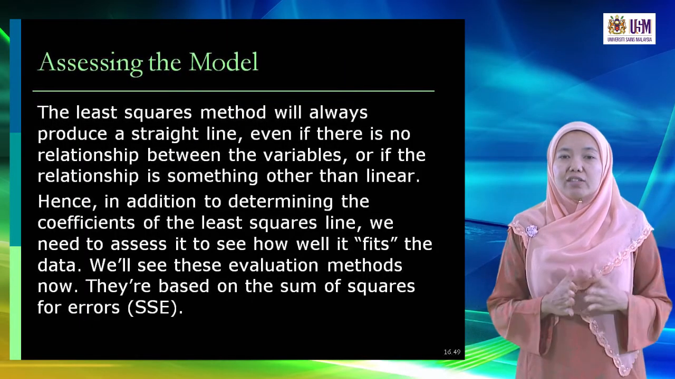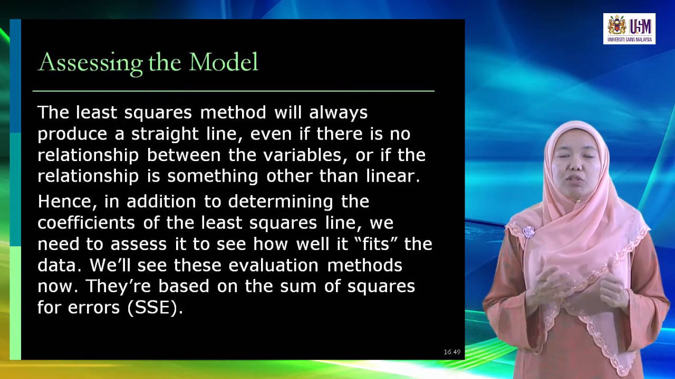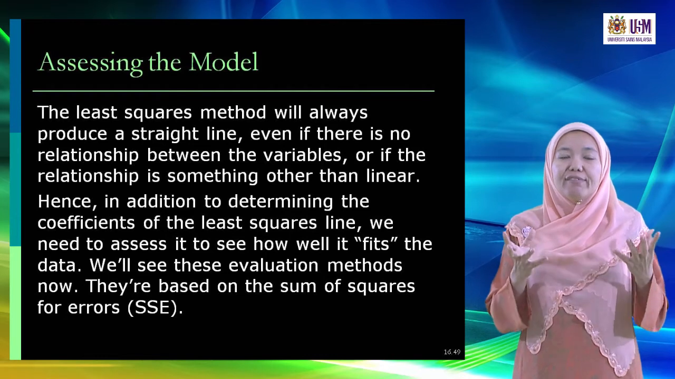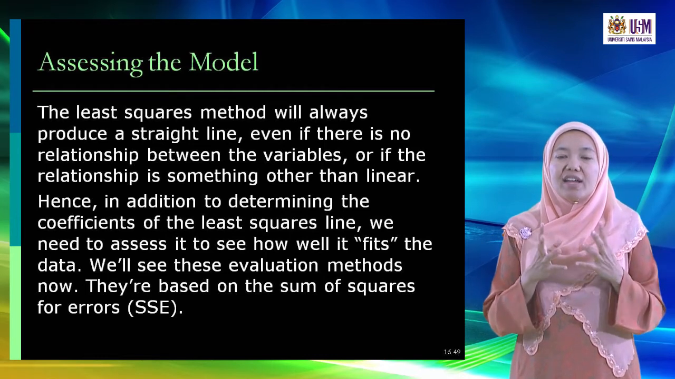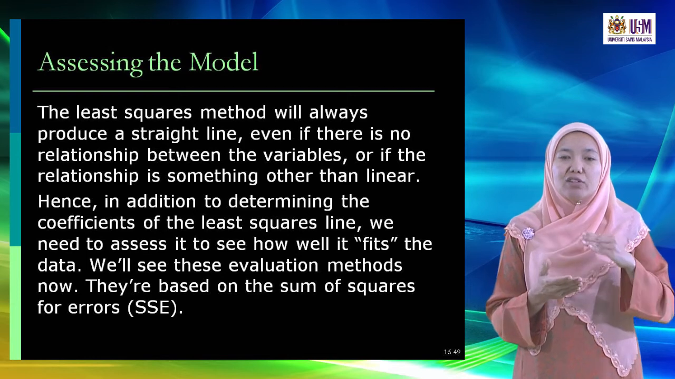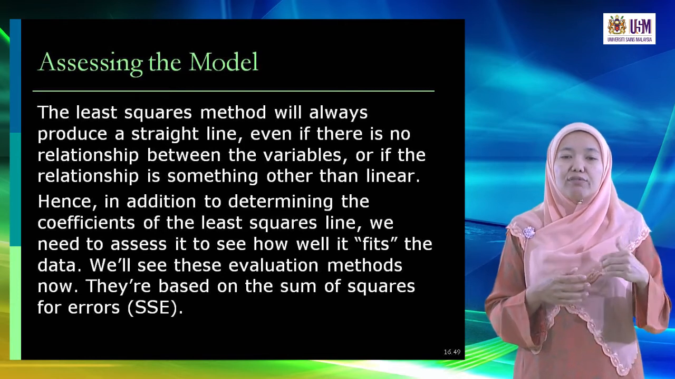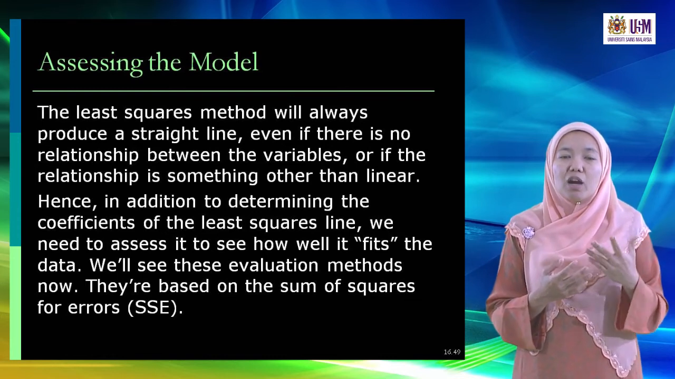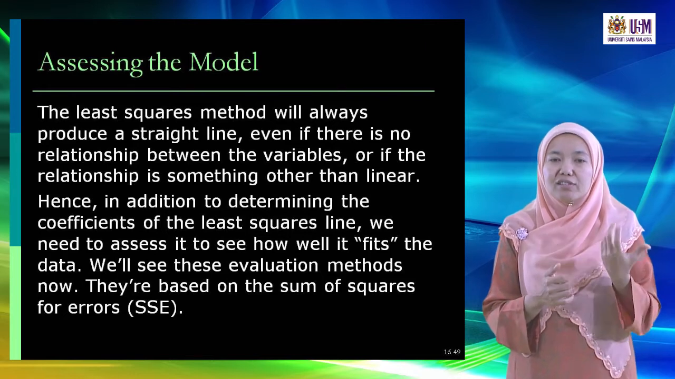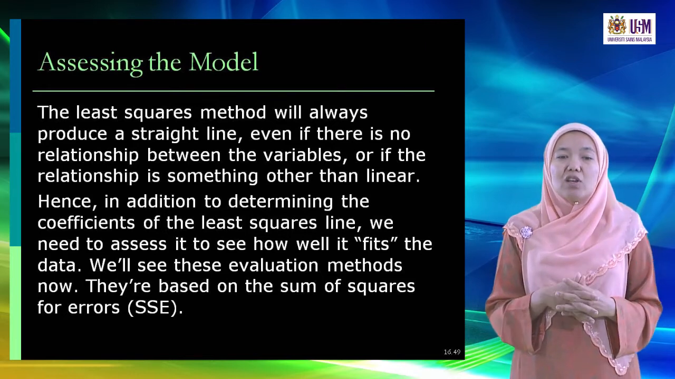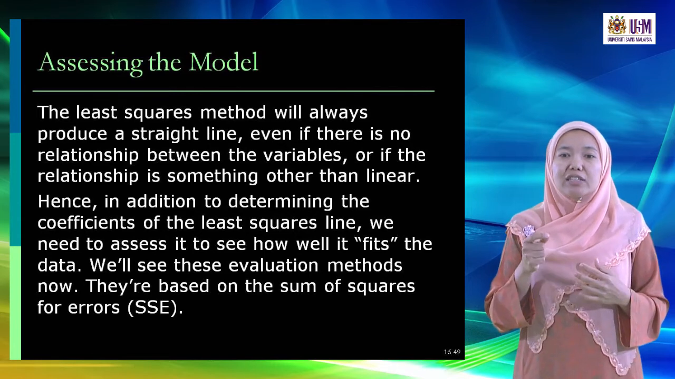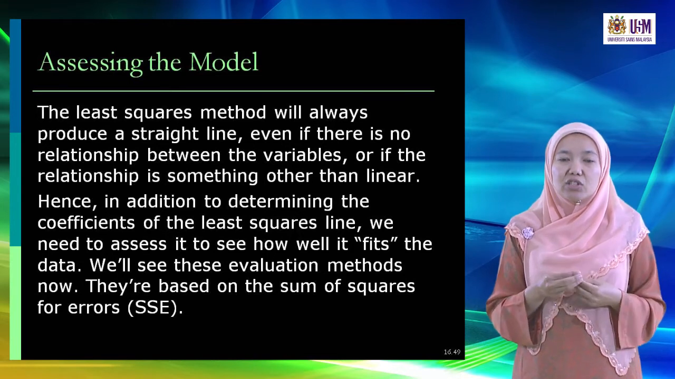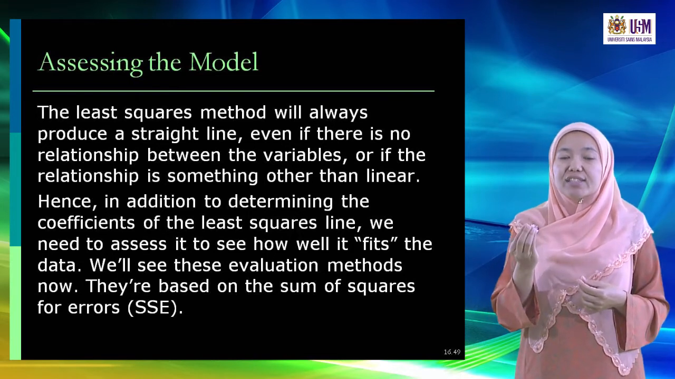Now we are going to assess the model. The least squares method will always produce a straight line even if there is no relationship between the variables or if the relationship is something other than linear, because by right, you already assume that it's linear. So if in the actual case the variables are not in a linear relationship, but because you use simple regression, it is going to be a linear line. Hence, in addition to determining the coefficients of the least squares line, we need to assess your regression model to see how well it fits the data.